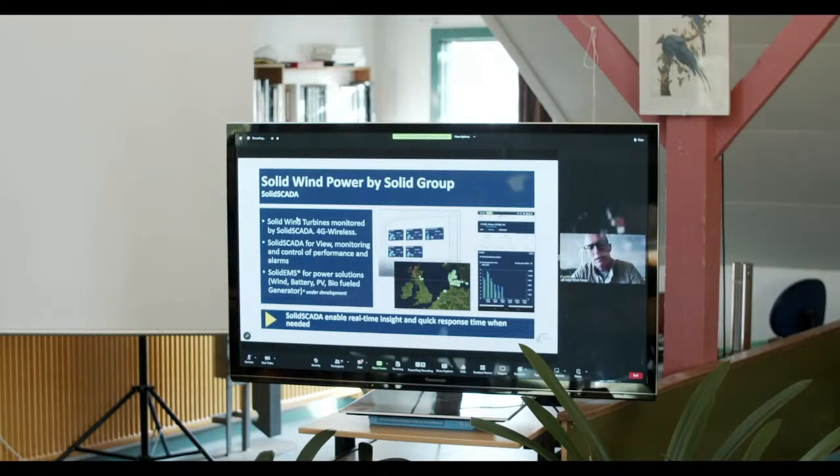The turbine generates every month between 15 and 20 megabit of data. So over the lifetime, it does accumulate to a certain amount of data. All in all, the solid SCADA enables real-time insight and quick response time when needed.